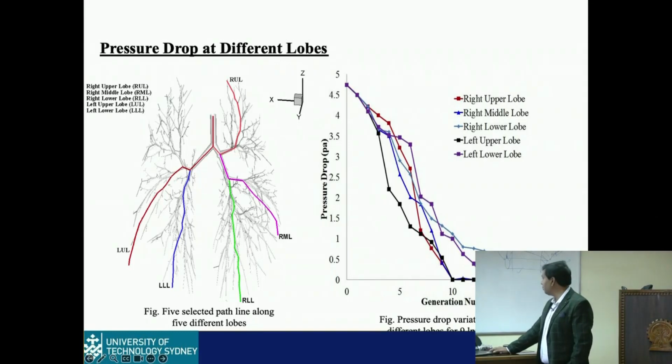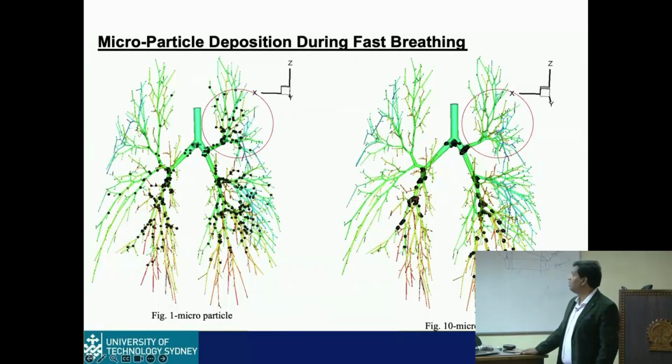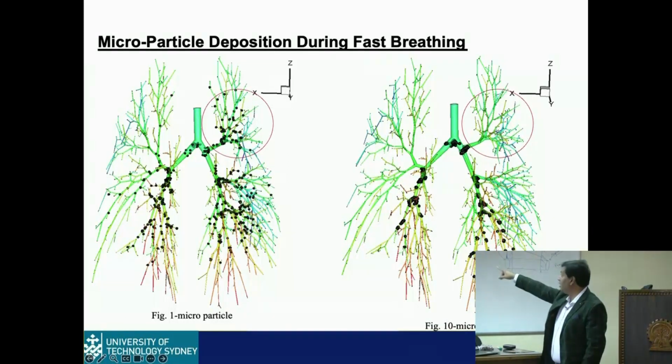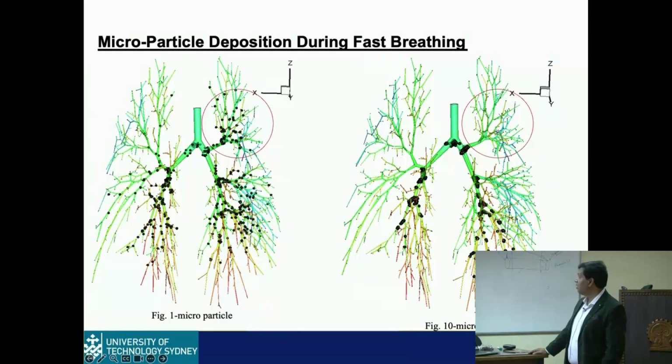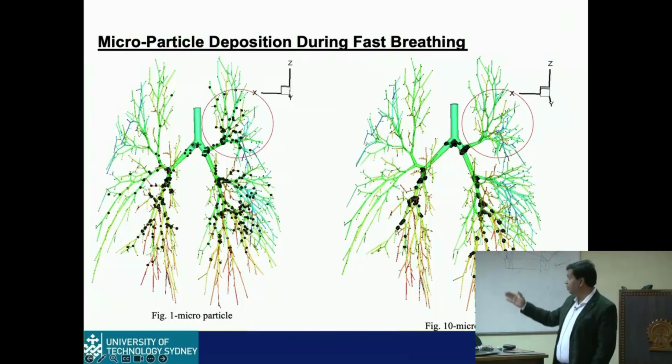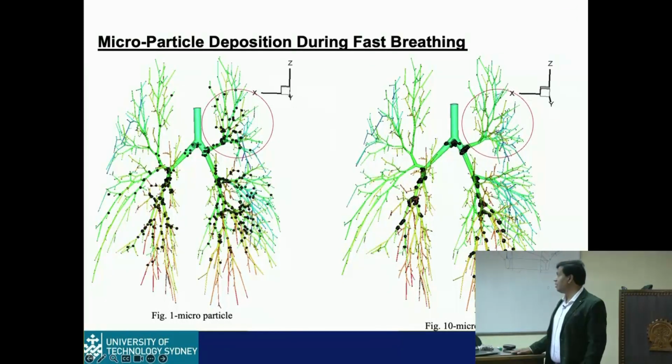So, that means there is no pressure after that. And now here we just use some microparticle deposition during fast breathing, when you are breathing very fast, like 60 liters per minute. So, 1 micron size particle and 10 micron size particle. The 10 micron size particle is depositing mostly in the bifurcation region and upper airways, and the 1 micron size particles are coming to the deeper airways. So, again we just got from the close to realistic geometry that the smaller particle is going to the deeper airways.